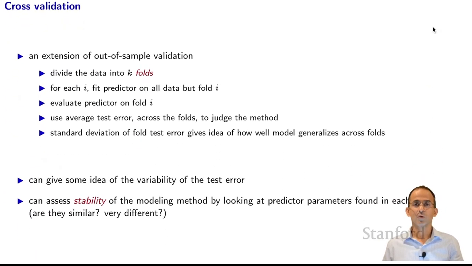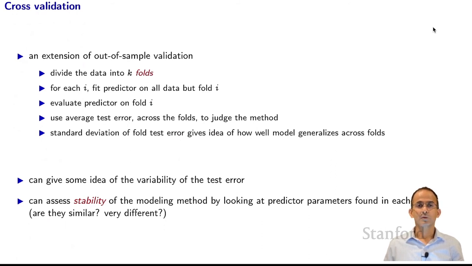Now we can do several more, slightly more sophisticated things than simply split the data into a test set and a training set. One extension is to split the data more ways. So we split the data into K different subsets. We'll call them K folds of the data. And this is called K fold cross validation.